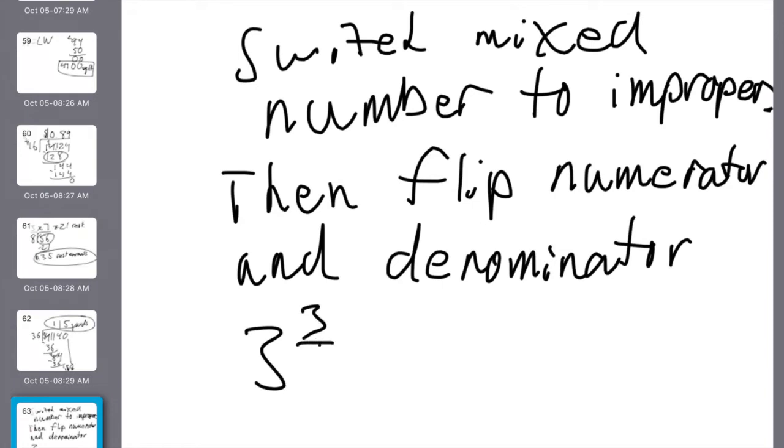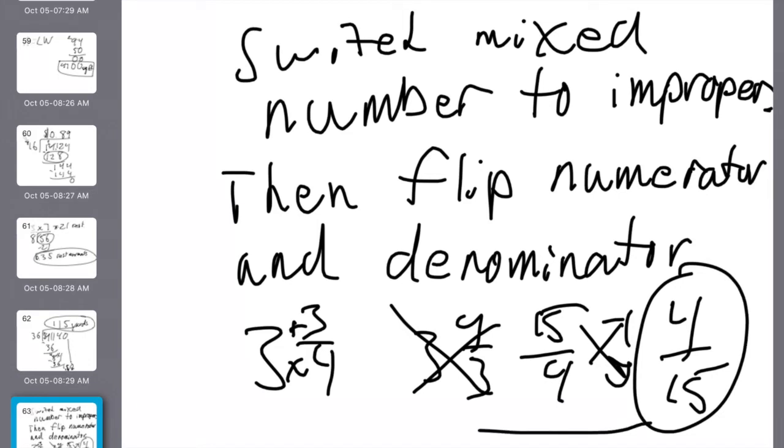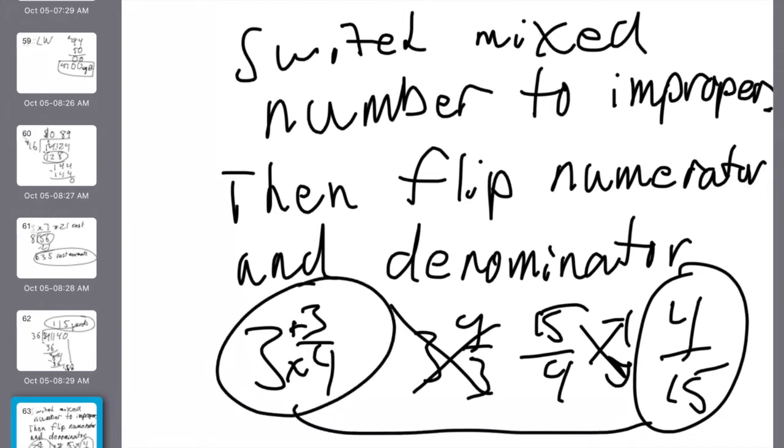So it would look like this if I was going to demonstrate this for you. I have 3 3/4, let's say. If you want to write the reciprocal of this, guys, it's not 3 4/3. That's wrong. You have to make this a mixed number, 12, 13, 14, 15 fourths. Then that switches, and you have 4 15ths. This is the reciprocal of this, okay?